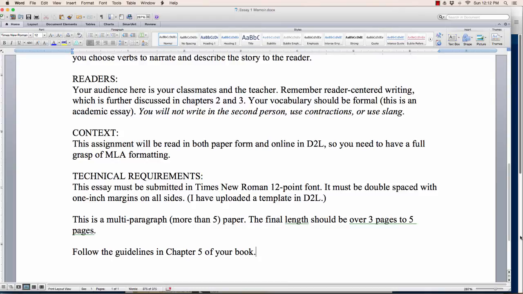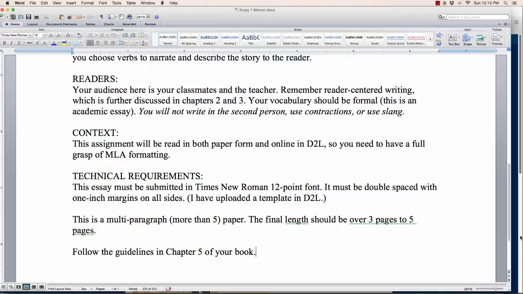Your readers. Your audience here is your classmates and the teacher. Remember reader-centered writing, which is further discussed in Chapters 2 and 3. Your vocabulary should be formal, because this is an academic essay. You will not write in the second person, which is any form of the word you, use contractions, or use slang. The only exception is if you decide to include dialogue.